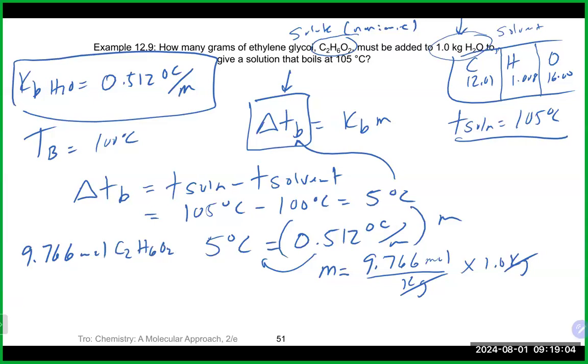C2H6O2. Obviously, at this point, it's just a conversion from moles to grams using the molar mass from the periodic table. So that is 2 carbons at 12.01 plus 6 hydrogens at 1.008 and a couple of oxygens at 16 each. Gives us 62.07 as the molar mass.